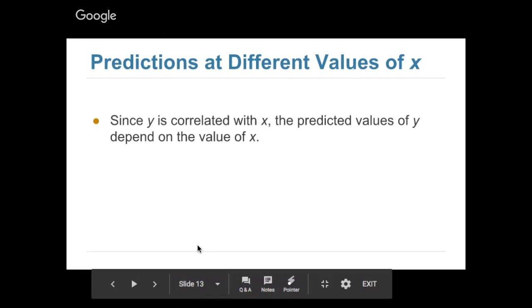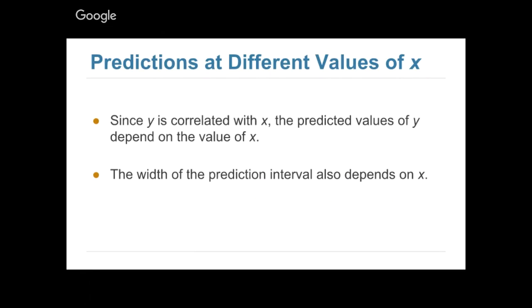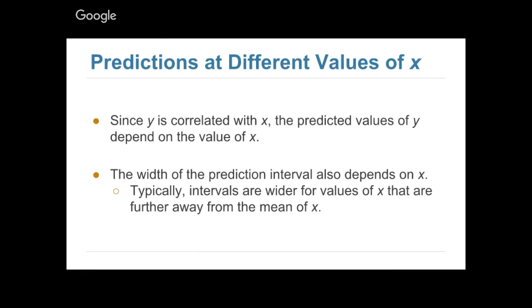What we noticed here, to recap, is that y is correlated with x, so our predictions of y depend on the value of x. But the width of that interval also depends on x, as we saw. It depends on where our data fall. Typically, our intervals are wider as we try to predict things that are farther away from the average x value because we have less data there. If we have less data there, we're less certain about our predictions. And indeed, we should choose a method that reflects that. This method reflects the fact that if we get farther away from our average x value, we're less certain about our predictions on the y value.